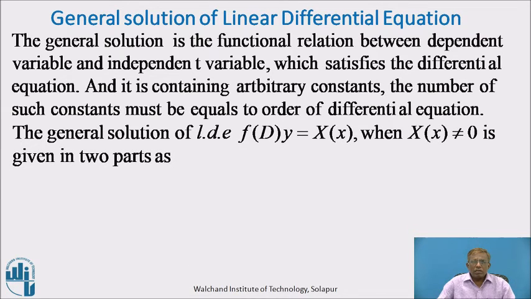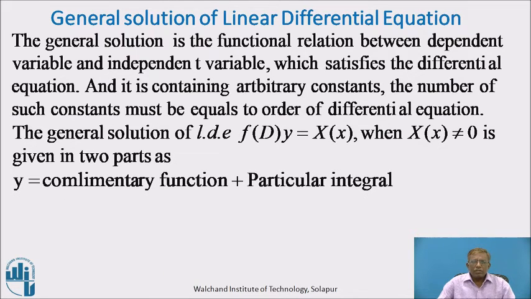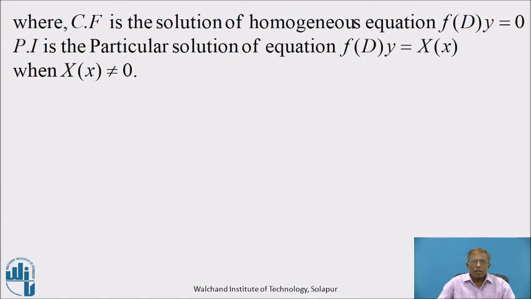In general, the general solution of a linear differential equation of the type f(D)y = X(x) with constant coefficients, when X(x) is not equal to 0, is given in two parts as dependent variable, here y, which is equal to complementary function plus particular integral. In short, we write it as y = CF + PI, where CF is the solution of the homogeneous differential equation f(D)y = 0, and PI is the particular solution of the equation f(D)y = X(x) when X(x) is not equal to 0.